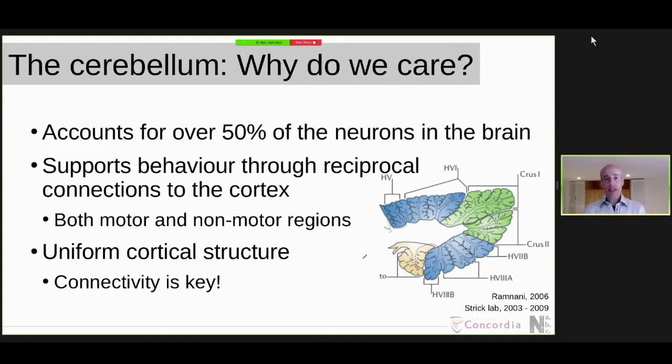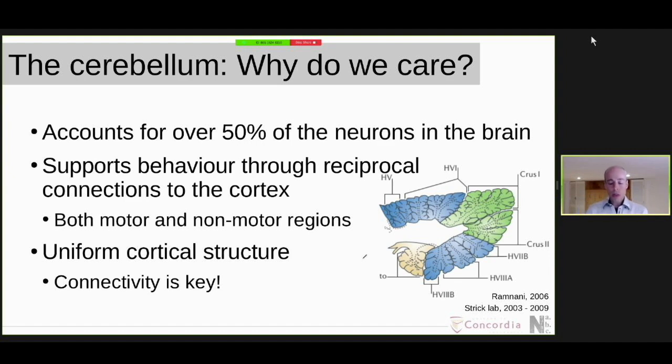Why do we care about connectivity in the cerebellum, other than what I just told you? I think the cerebellum is a really interesting structure because it accounts for over 50% of the neurons in the brain, and it supports our skilled behavior through its reciprocal connections to the cortex. It's highly interconnected not just to motor regions, but to non-motor regions as well, such as language regions and other regions for cognition. This is something that Jeremy Schmahmann's group worked on for many, many years, and he really started to change the field in thinking about the cerebellum and its non-motor functions.